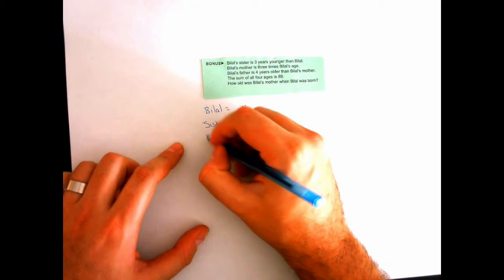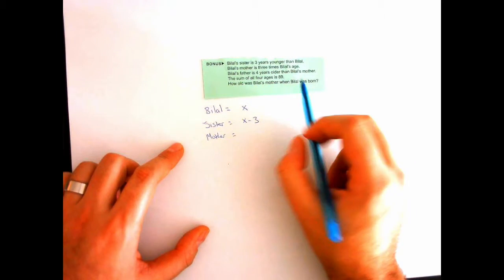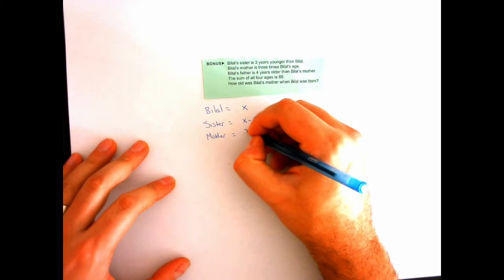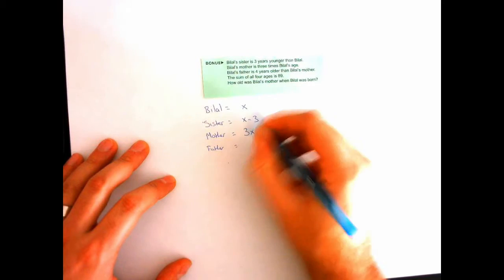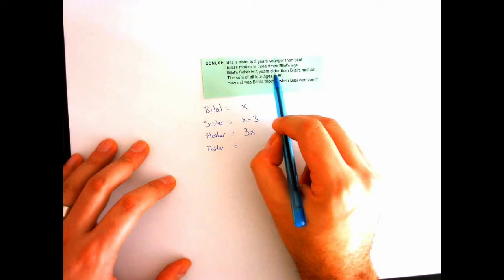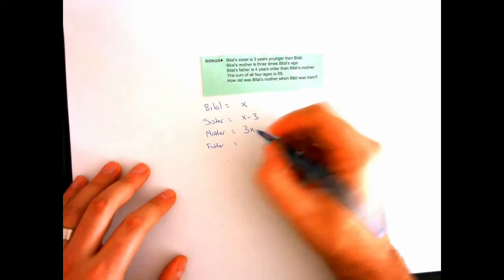Bilal's mother, so now let's go to mother, is 3 times Bilal's age. How can we represent her age? 3x. Yeah, it's 3x. 3 times x. And now we have father. Bilal's father is 4 years older than Bilal's mother. Well, we know Bilal's mom is 3x. How can we represent Bilal's father? 3x plus 4. It's 3x plus 4.